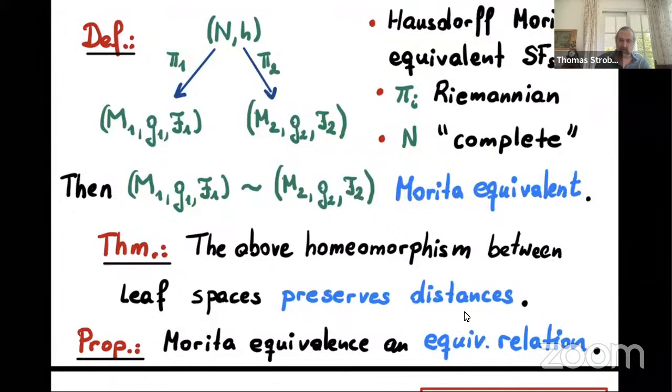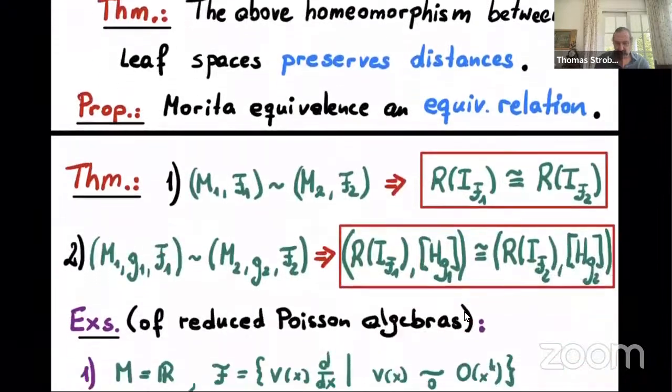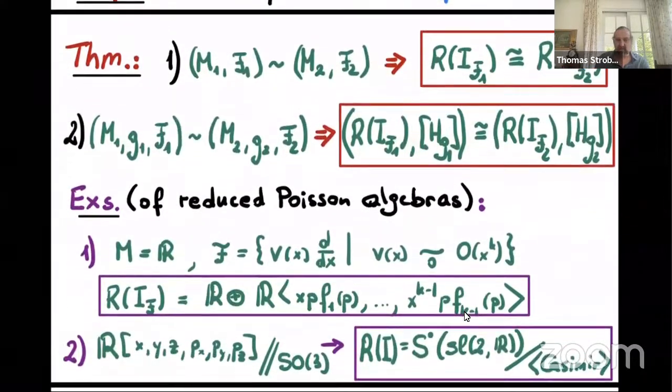What is also slightly more tricky in the context of metrics is to prove that this is really an equivalence relation, because one needs to play a bit with the metric to construct the metric, to prove transitivity. So now the main application.